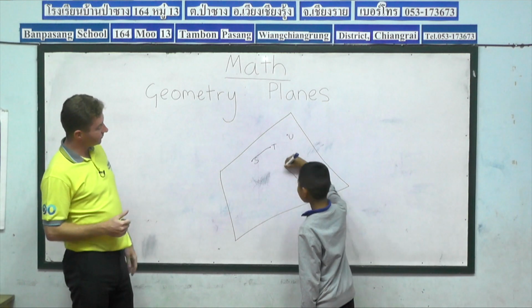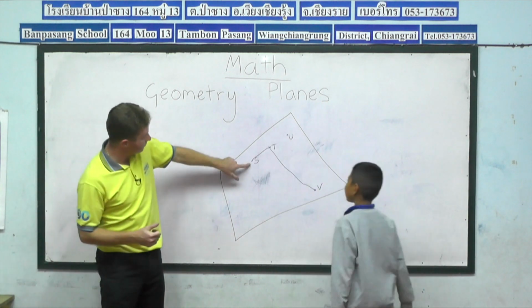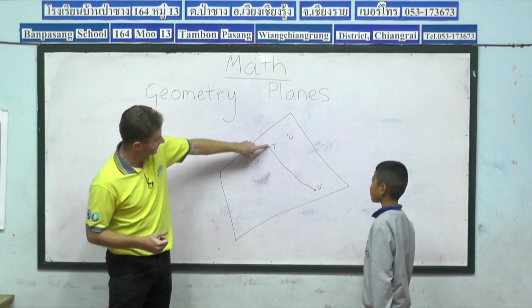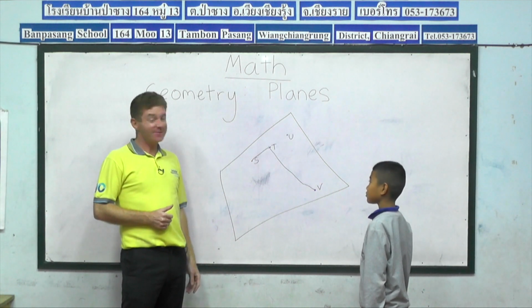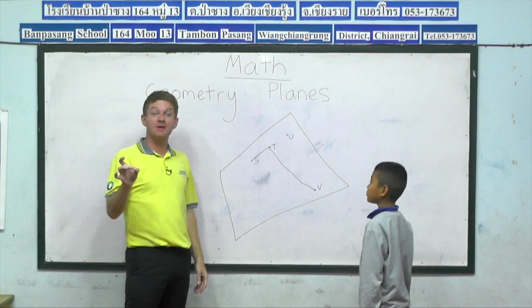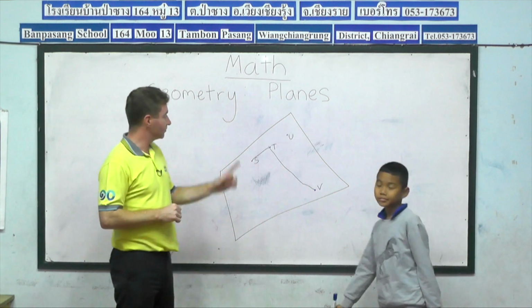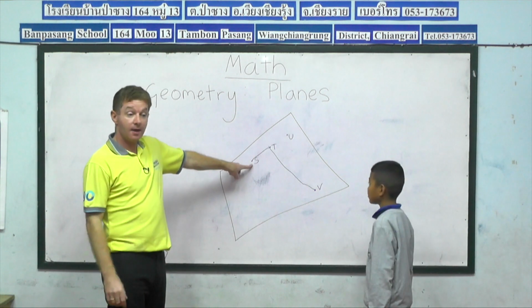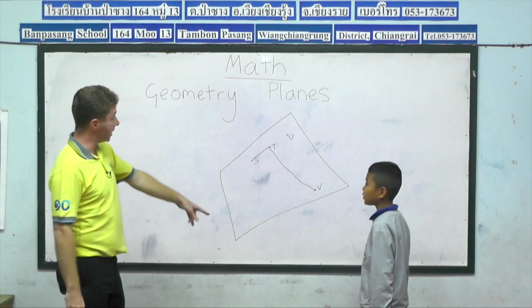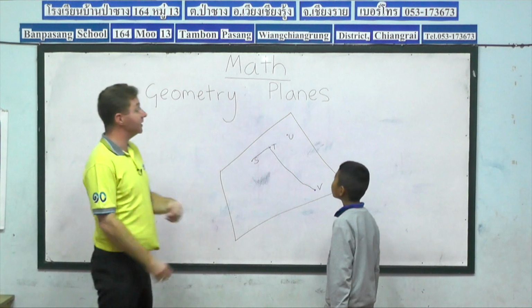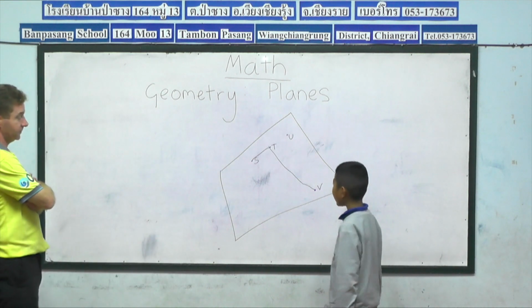Because you see, if we start here with S to T and then to V, is that line straight? No. So that means it can be used to name our plane. So our plane will be... Okay, so Pangpon, can you write underneath plane STV?